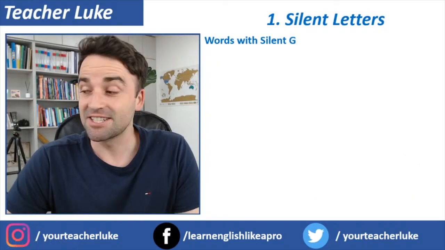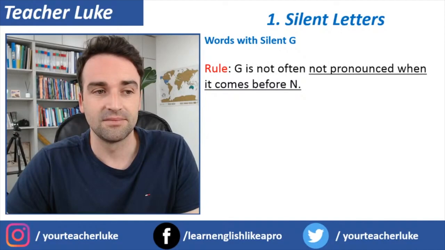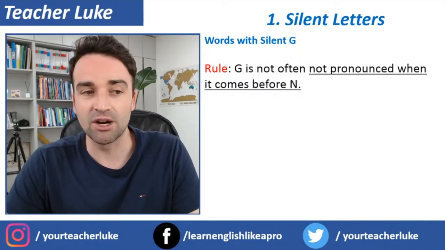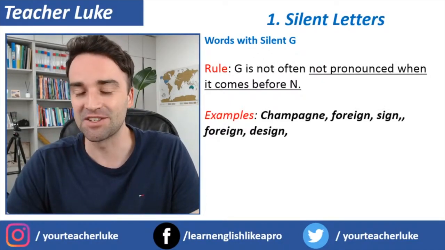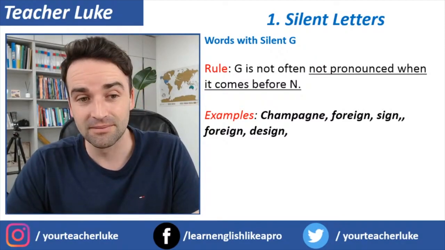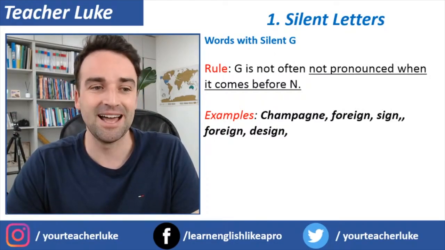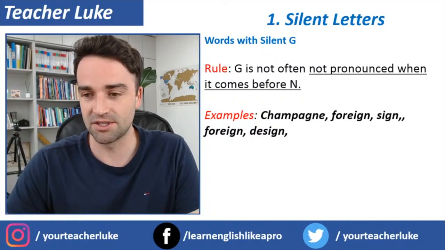Next one is a silent G. Listen again, this is the rule. G is not pronounced when it comes before an N. For example, champagne. I know that's a French word, but still, champagne. Foreign, sign, and design. These are all examples when G is not pronounced.